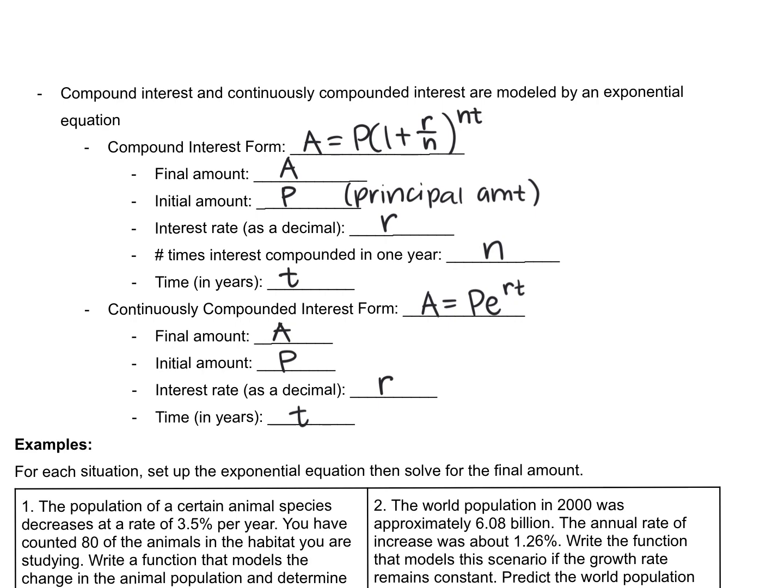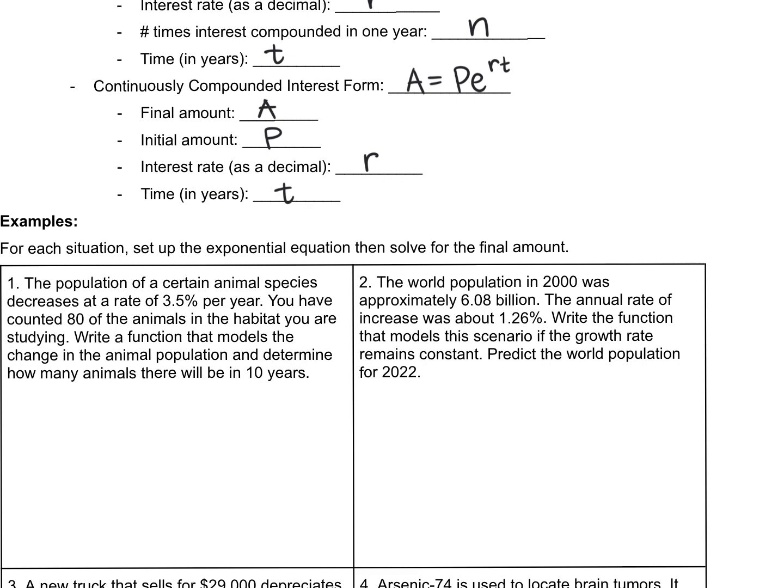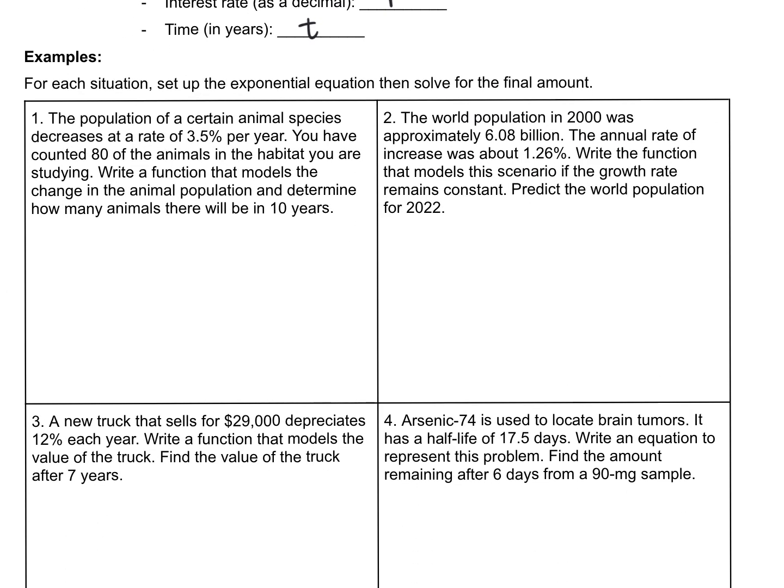We're going to do an example of each of these equations we've talked about so you can see how they're used. We'll set up the exponential equation that represents the scenario, and then we'll use it to solve for a final amount. In our first example, the population of a certain animal species decreases at a rate of 3.5% per year. You have counted 80 of the animals in the habitat that you are studying. Write a function that models the change in the animal population and determine how many animals there will be in 10 years. First thing I need to identify: this is one of my general exponential growth or decay problems.